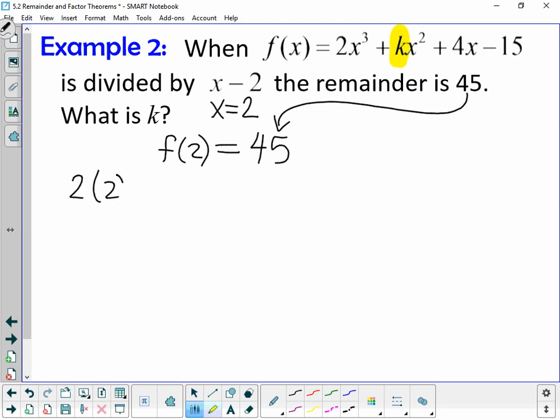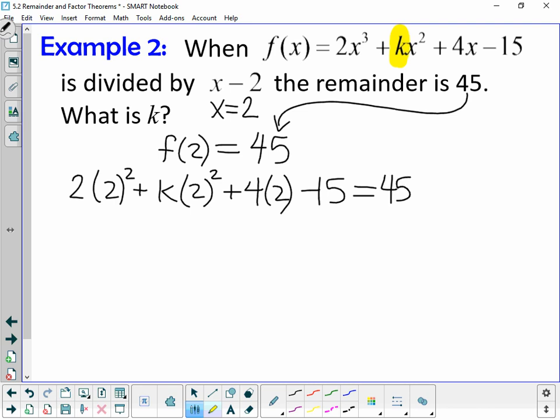2 times 2 to the 3rd plus k times 2 squared plus 4 times 2 minus 15. We know because of the remainder theorem that we should get that equal to 45. So let's simplify some of these terms a little bit. 2 times 2, oh whoops, sorry, that is supposed to be a 3rd power. That's my little typo of the day.